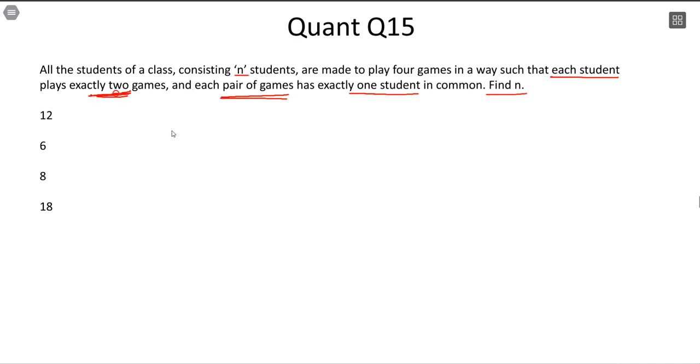Because every student is playing exactly 2 games and for each pair of games there is just one student. We were told that there are 4 games. So how many pairs of games can I make? 4C2. 6 pairs are available. And for each pair you will have one student. So what is the number of students? Answer will be 6 only. Very, very straightforward question.